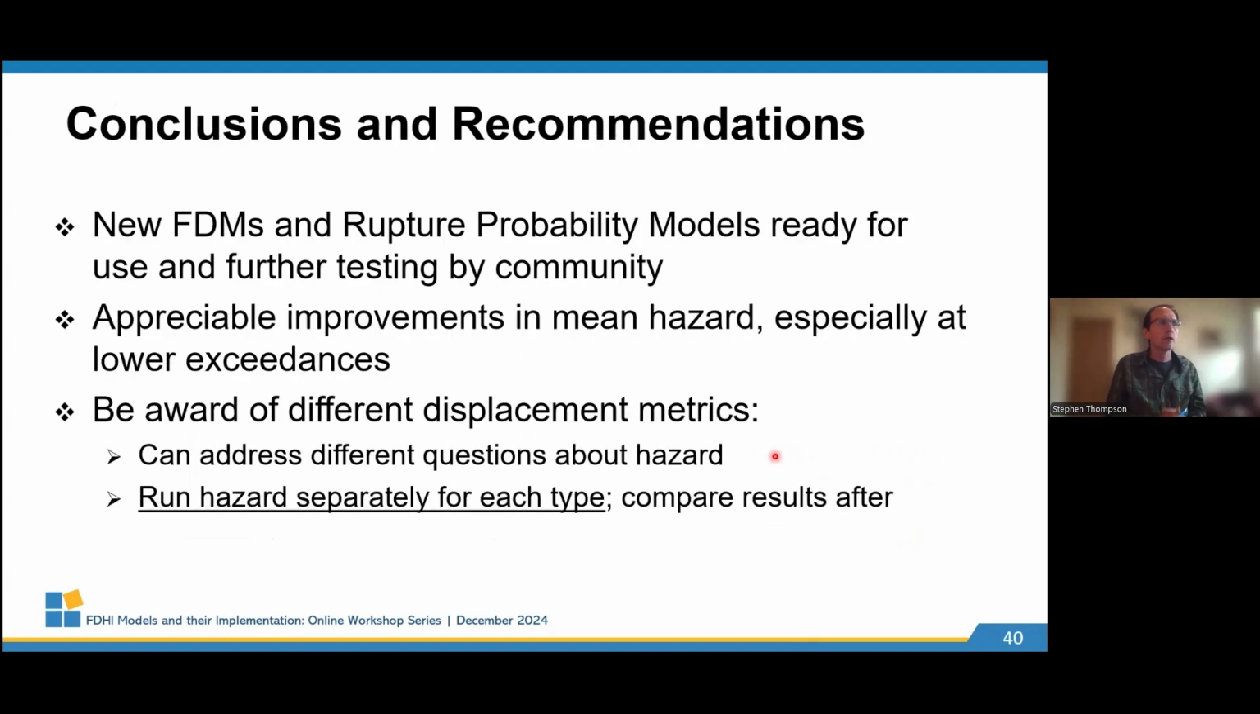So I have a set of conclusions and recommendations, but Yusuf, why don't you keep going, these are very important. Okay, great. Yeah. So conclusions and recommendations.